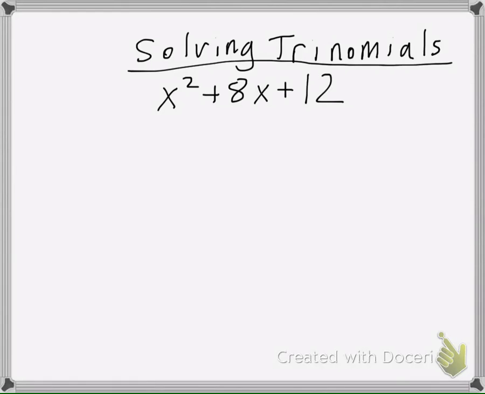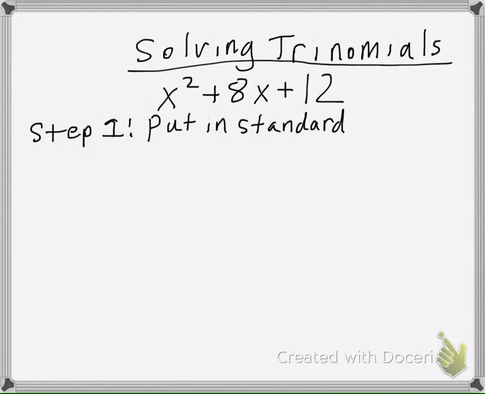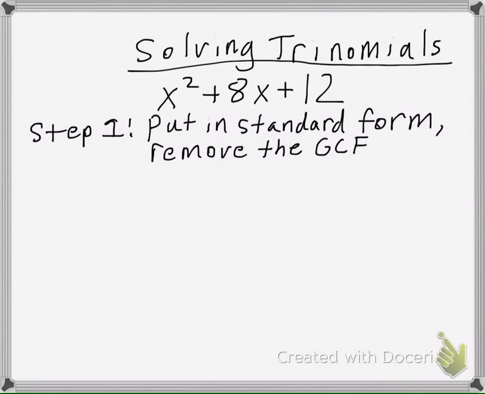So we start by saying step 1. And step 1 is to put it in standard form and remove the GCF, which stands for greatest common factor. Now, fortunately, in each of these terms, the greatest common factor is actually just 1. So, we've already completed removing the GCF, and additionally, I already have this in standard form. So step 1 is complete, so I can just rewrite x squared plus 8x plus 12.